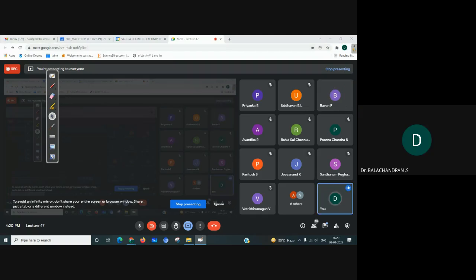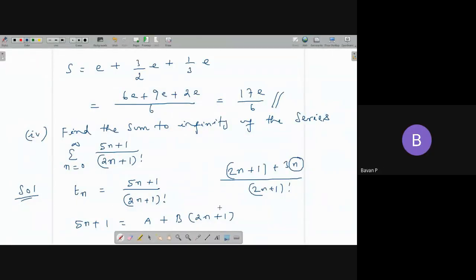Tell me correctly, at which place? In the numerator, here? Yes, 5n plus 1. Add and subtract 3 by 2. Okay, so I think you are correct. Minus 3 by 2. If we keep this one, this is 5 by 2. Okay, 5 by 2. So 5n plus 5 by 2.